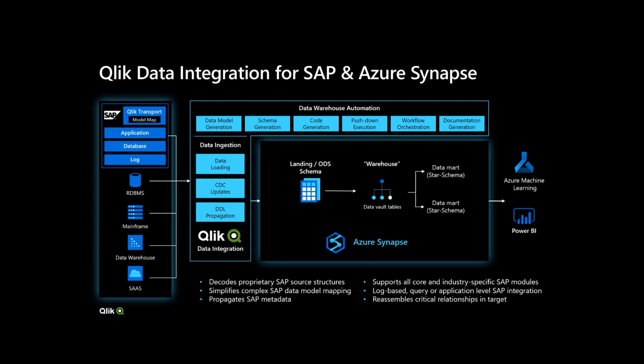Couple notes on the bottom here. We normalize the SAP data. We do a lot of work to normalize the SAP data. We handle the pool and cluster tables, which are prevalent in ECC. We simplify the data model, making it so that users don't have to search and find what tables contain the data they're interested in. I mentioned earlier that we propagate the metadata.